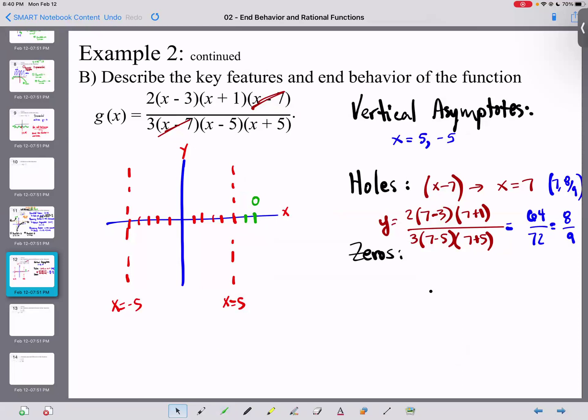And what about zeros? Where does this function have zeros? x equals 3 and x equals negative 1. That's right. At 3 and negative 1. So at 3, 0, we have a zero, and negative 1, 0.